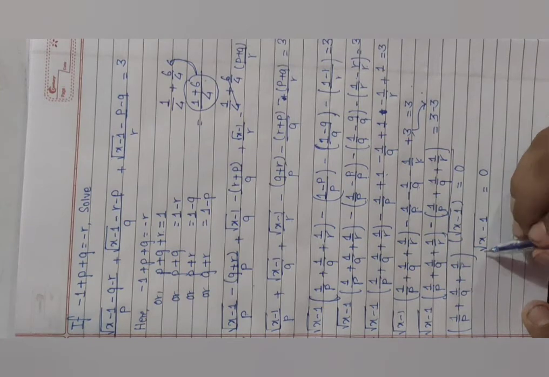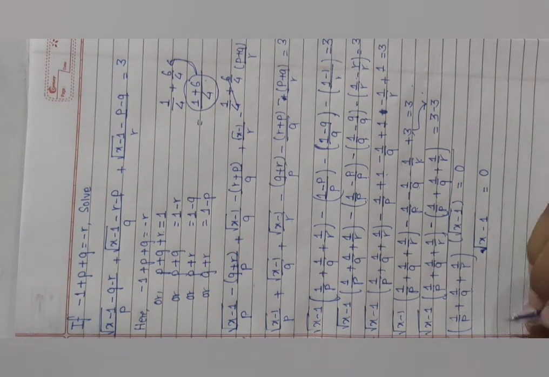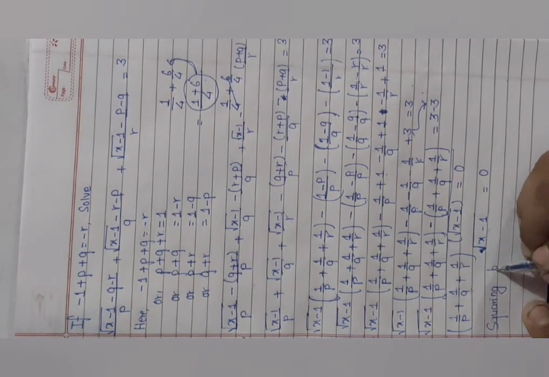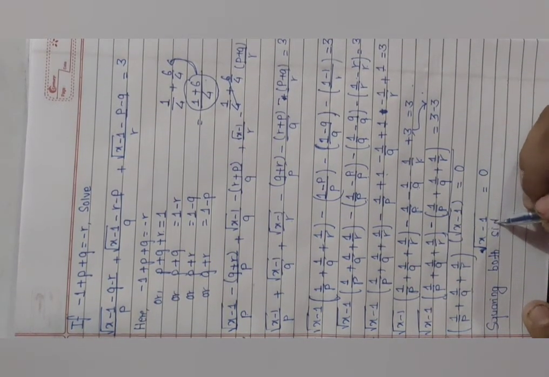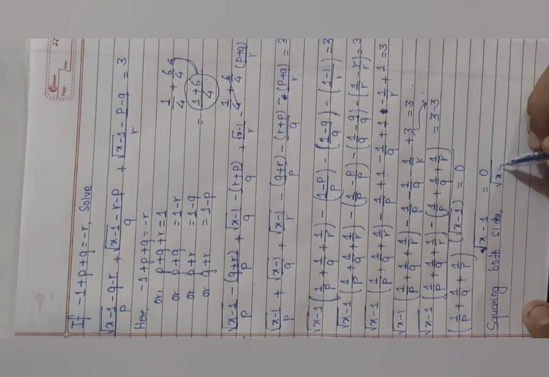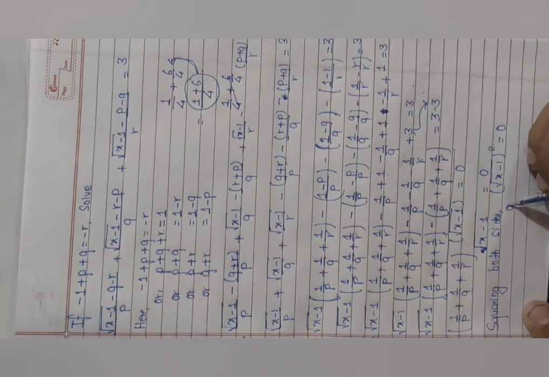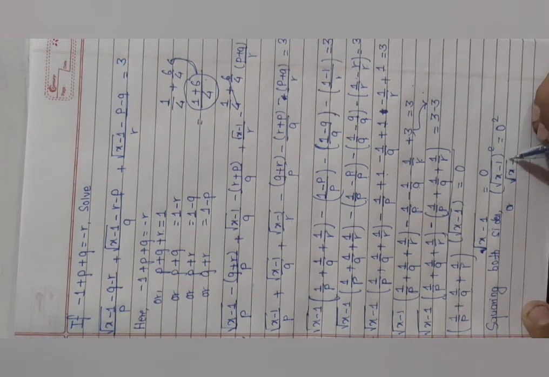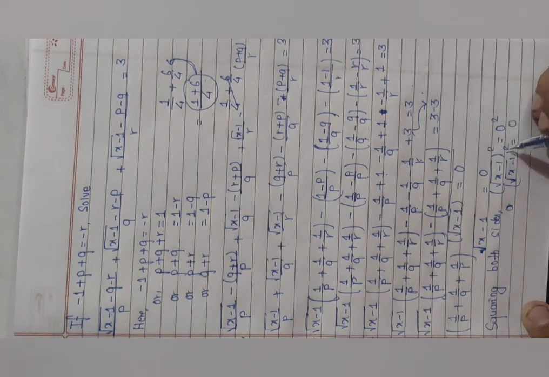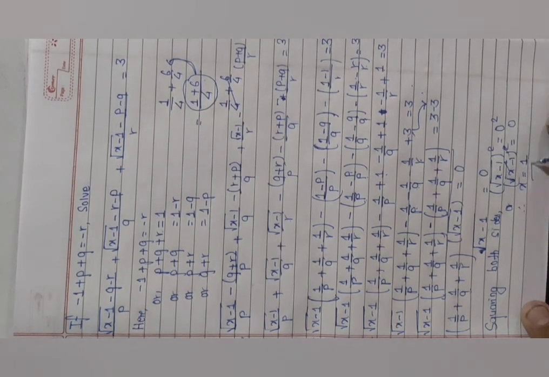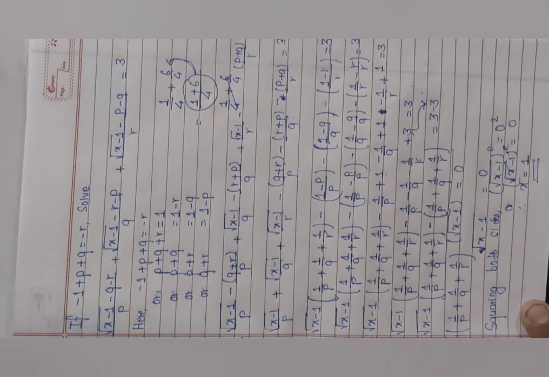Now in order to remove this radical sign here, we can square both sides. So on squaring both sides, I'll have root under x minus 1 whole square equal to 0. The square of 0 is also 0. So now I will have x minus 1 equal to 0. The square and square root get cancelled, and finally, solving one more step, I'll have the value of x as 1. Hope that it's clear.